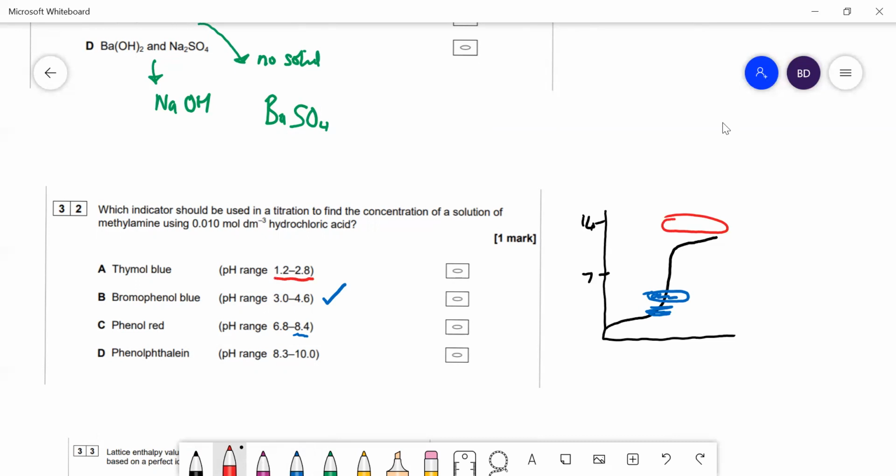Thymol blue is a bit too acidic, maybe down in this region there.